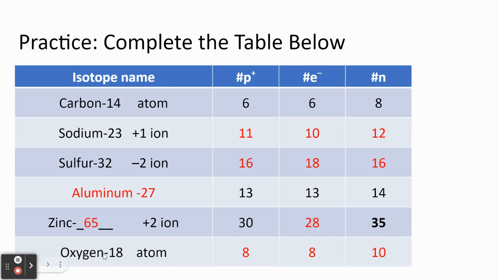If I've got oxygen 18 and it's an atom, and I look oxygen up on the periodic table, the atomic number is 8. So that means it's got 8 protons. It's neutral because it's an atom, so it's got 8 electrons. And if I take the mass number and subtract the number of protons, that'll tell me the number of neutrons, which is 10.